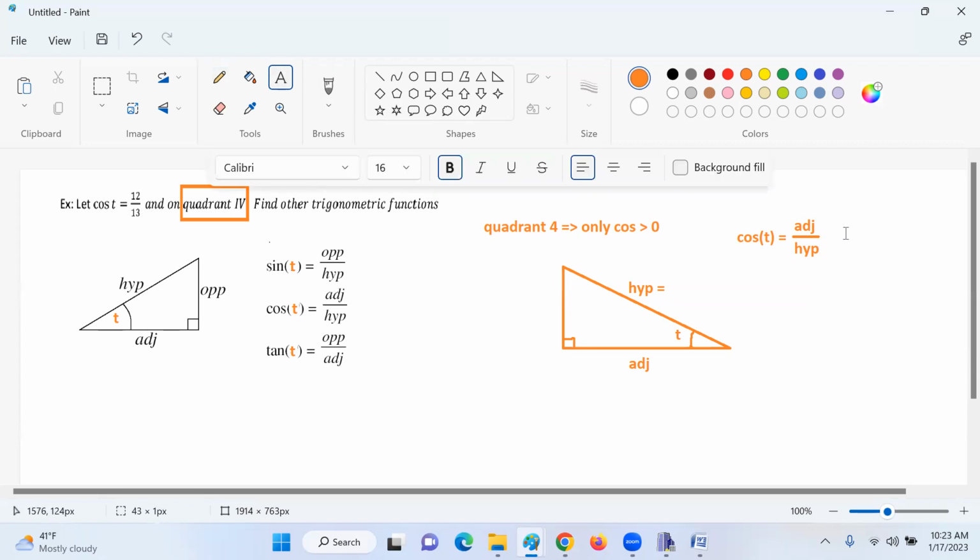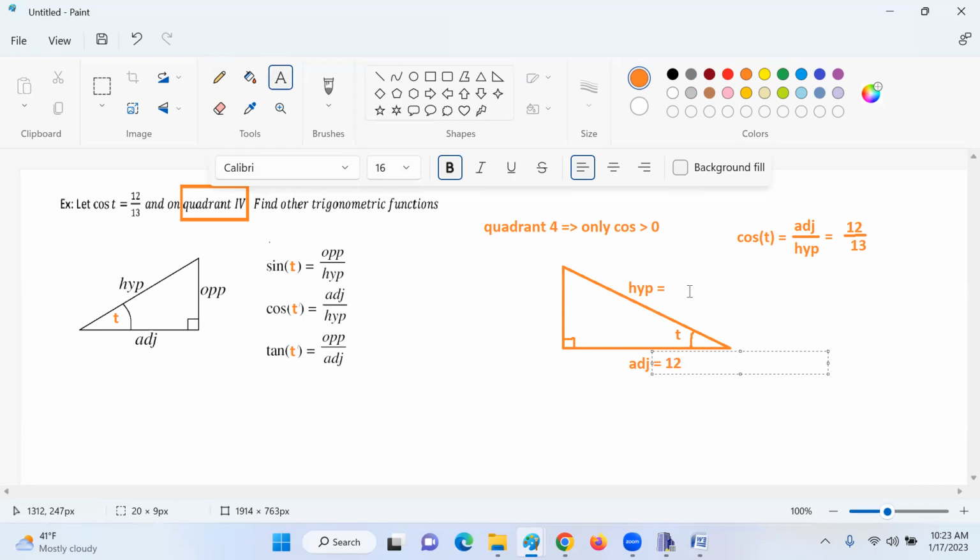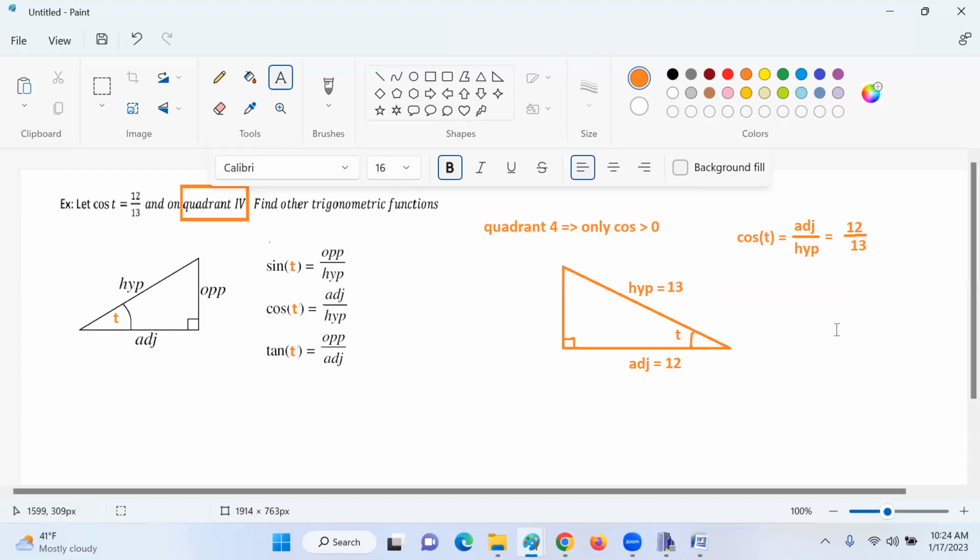So in other words, the cosine will be equal to 12 over 13 in this case, right? This is what is given from the question. So the adjacent is going to be 12, and the hypotenuse is going to be 13. Everybody sees that? Are we good? We learn it that way so we can solve every single problem a lot easier.